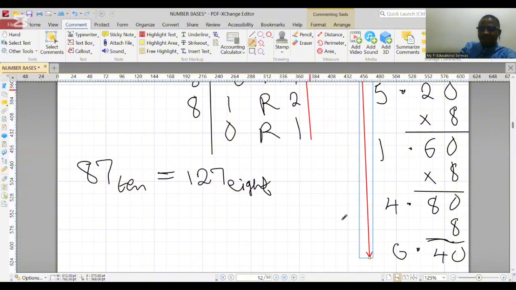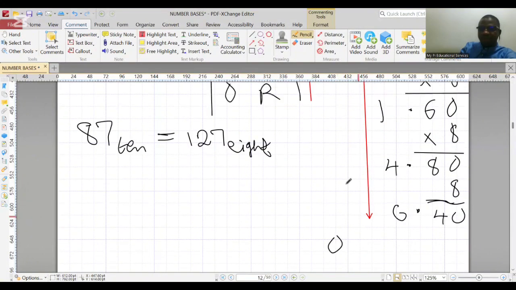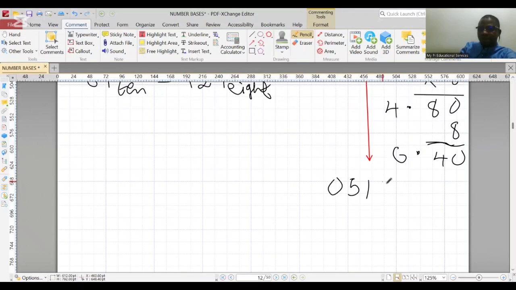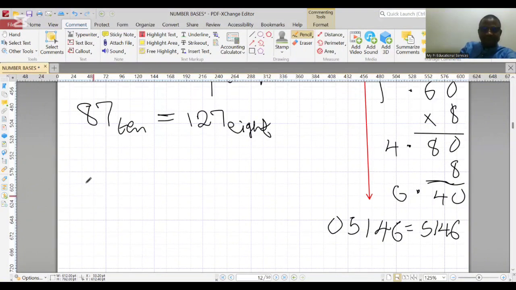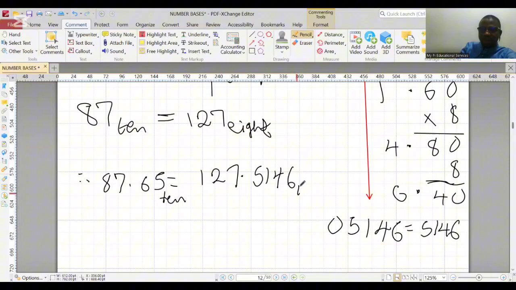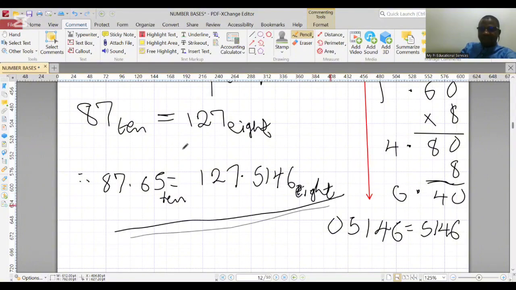That will give you 0, then 5, 1, 4, and 6, which is the same thing as 5, 1, 4, 6. This is actually the decimal part. Therefore, 87.65 base 10 will give us 127 point, the digits here, 5146 base 8. So that is our answer.